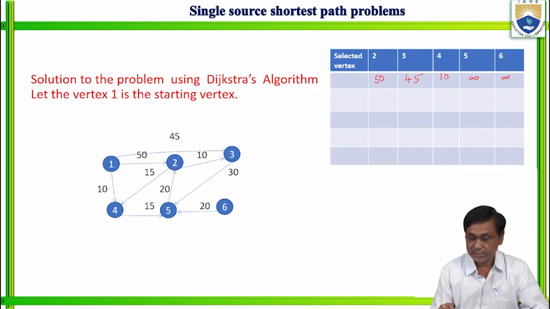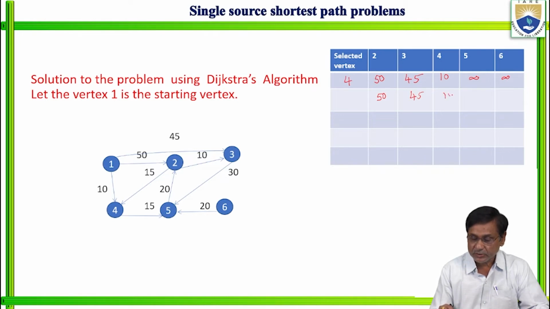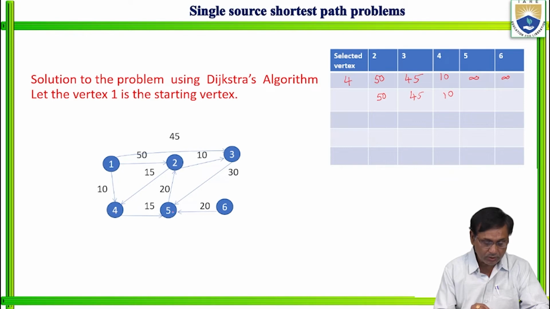In this we have to select the minimum one. The minimum is 10, so the selected vertex is 4. After selecting vertex 4, now we have to find the distances again. So 1 to 2 is 50 only, 1 to 3 is 45 only, and this is 10 only. After 4, the next adjacent vertex is 5. So 4 to 5, the distance is 15.